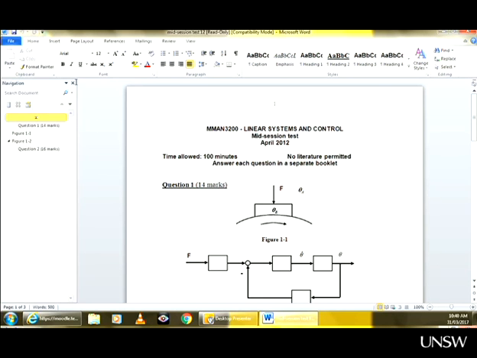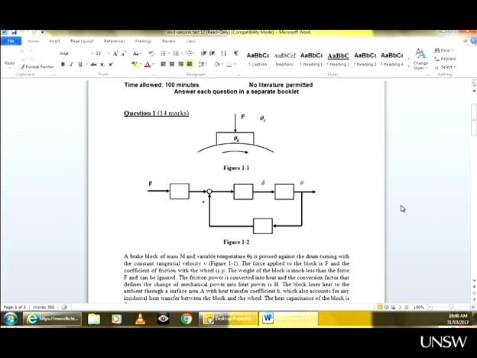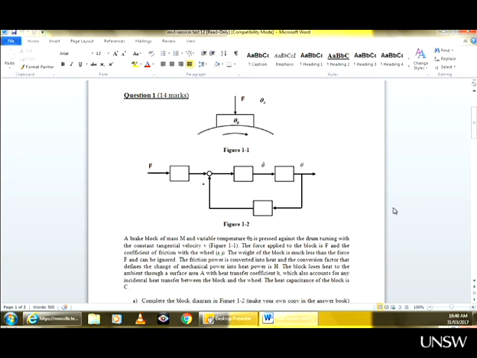Okay, here it is. So as you can see, it is a very familiar system, so we are not spending too much time explaining. The only difference between what you had a couple of weeks ago and this model is that we have a conversion factor in this case that defines how much of mechanical power is converted into thermal power.